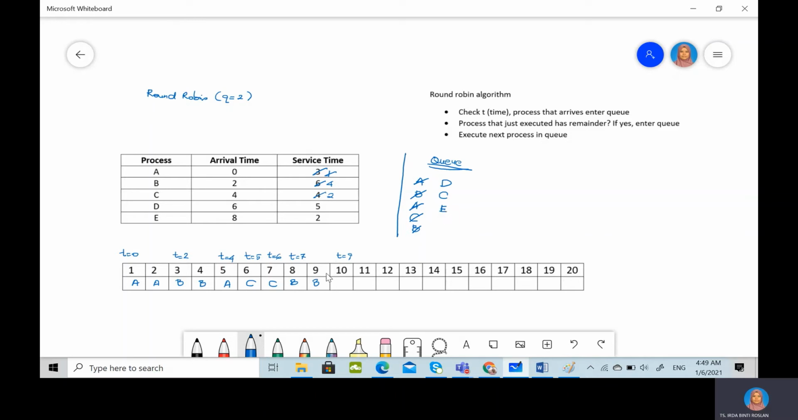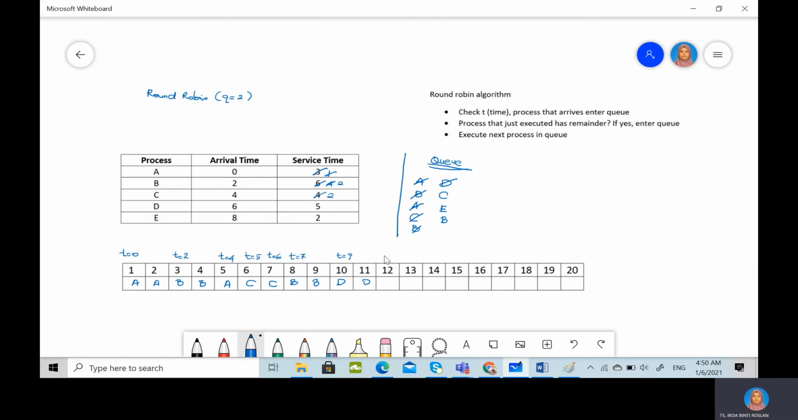Okay, so the previous process, B, does it have any remainder? B has another 2. Yes. So put it in Q. And then execute the next process in Q. Run D. D has 5, so we run 2 service time. D, D.